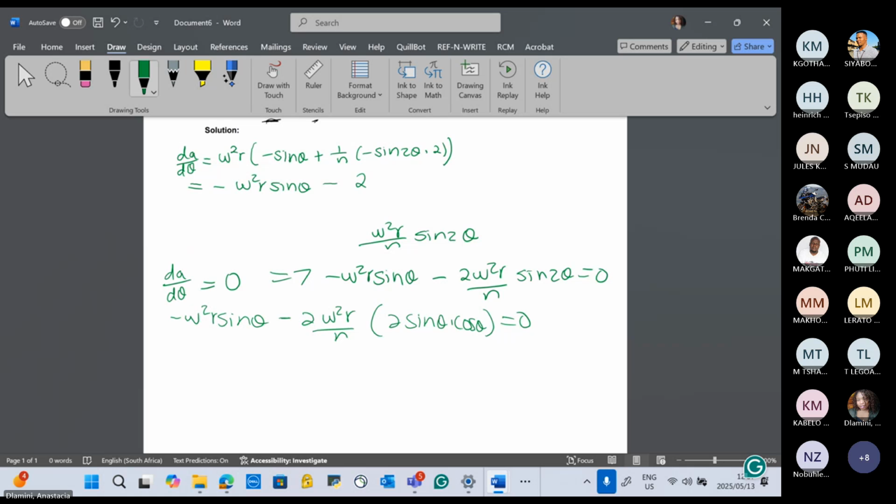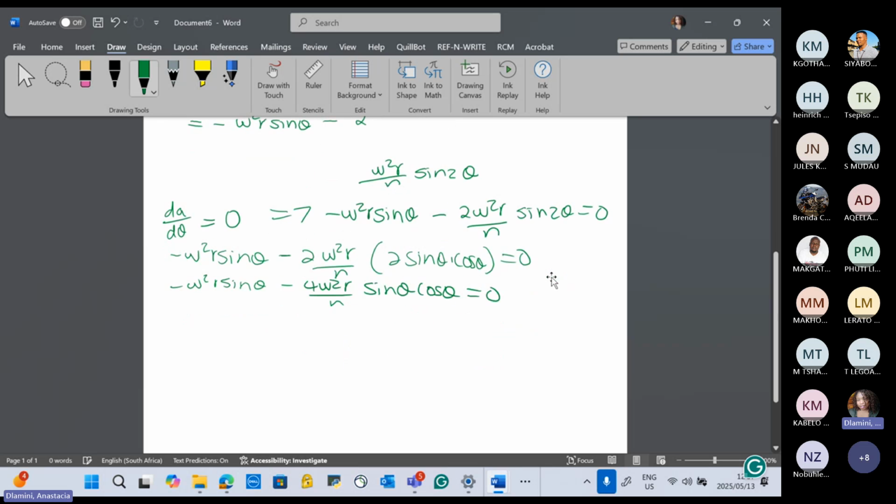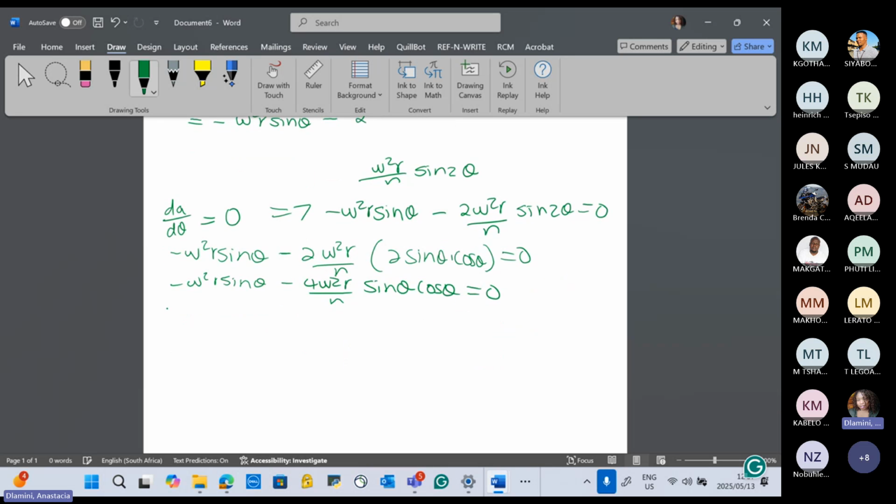Yes or no? Yes, ma'am. Thank you. So then what do we factor out now? So this becomes minus W squared R sine of theta minus 4W squared R over N sine of theta cos of theta. Just because you're not first years at UNISA, you shouldn't forget your maths. Maths from grade R is even important. So then what do we factor out? Please help me.